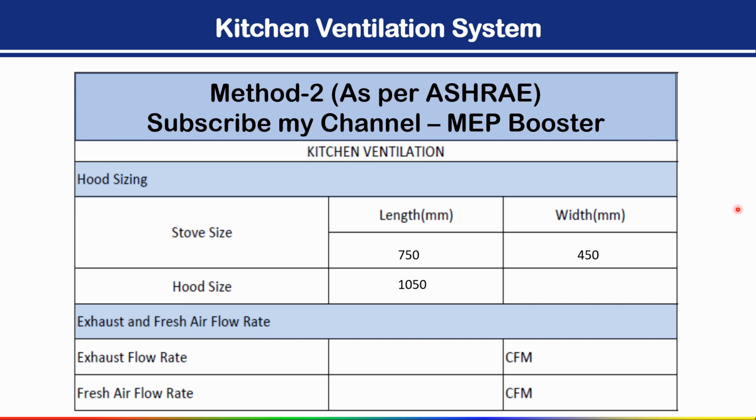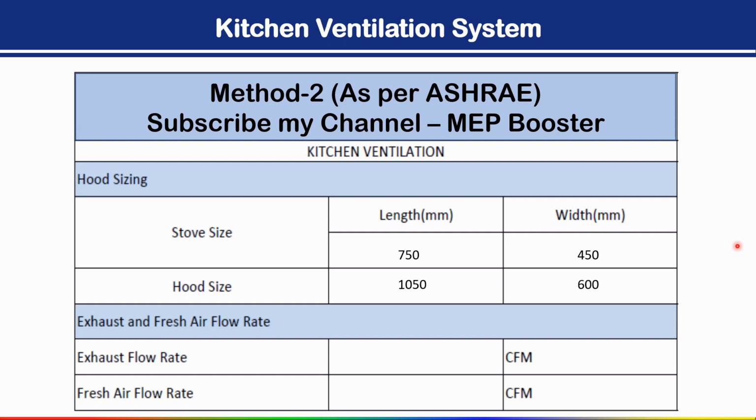Now we have to calculate the hood width. If you know the stove width, for full capture we know the minimum overhang for the front side is 6 inch. Suppose I take 6 inch, 150 mm, so 450 plus 150 mm, we get 600 mm. In this way we have to find out the hood size.